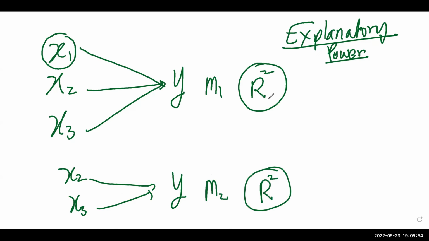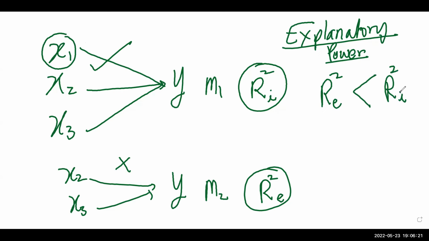So this is called R square included and R square excluded. In the first model, x1 is there. In the second model, x1 is not there. So we call it R square included, R square excluded. One thing is very clear, that R square excluded is always less than R square included, because you are removing one of the variables. Now the question is how much is the difference between R square included and R square excluded?